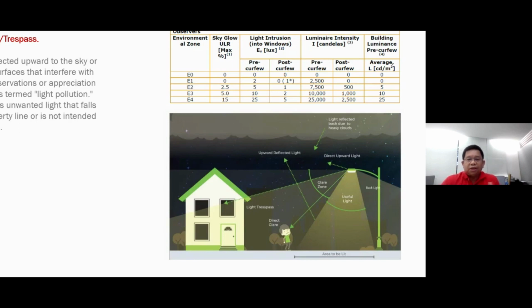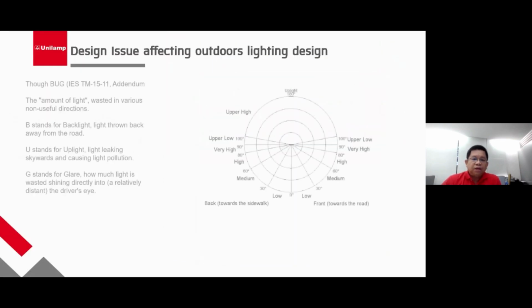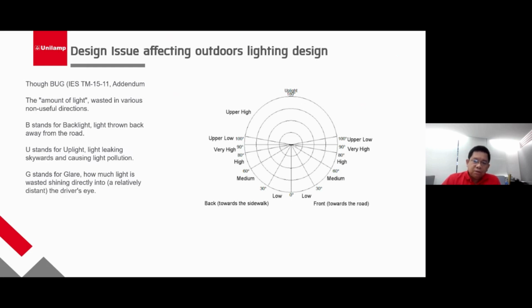That's why we also have this design criteria using the BUG rating. The BUG rating is the amount of light wasted in various directions. B stands for backlight, the light going backward. The light going upward is designated by U, which is uplight. Like light pollution, we need to make sure we don't waste light throwing it onto a surface or into the air without any purpose. G stands for glare. We need to control the glare to make it more comfortable for people using the space.